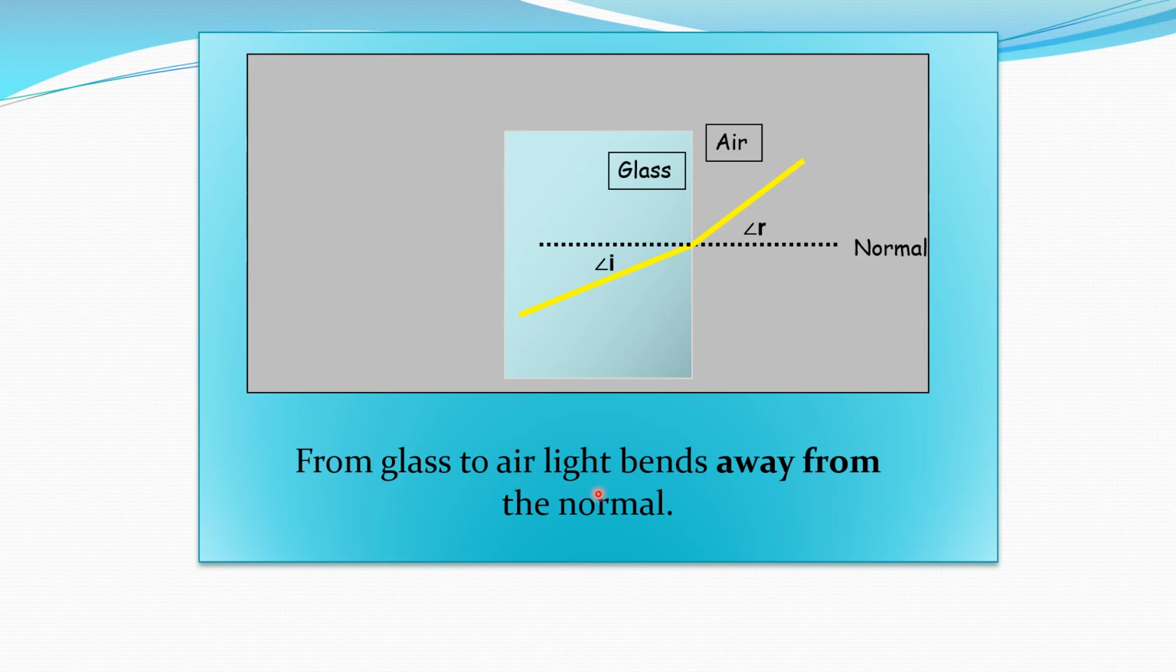From glass to air, the light bends away from the normal. Okay, so I'm going to attempt to draw a straight line again, bear with me. If this ray of light here just continued off in a straight line, the light would just do this. But it hasn't, it is refracted. So our ray of light has now moved up a little bit, moved away from this normal line.